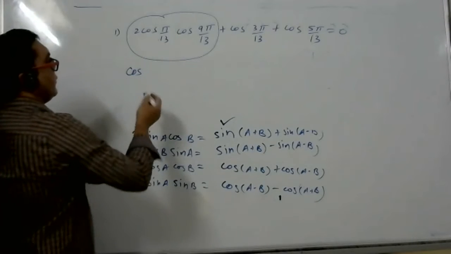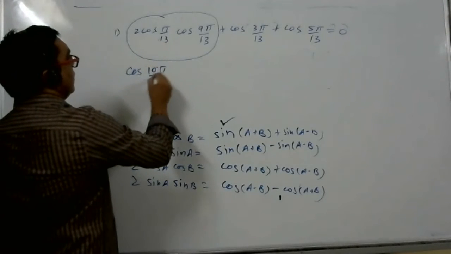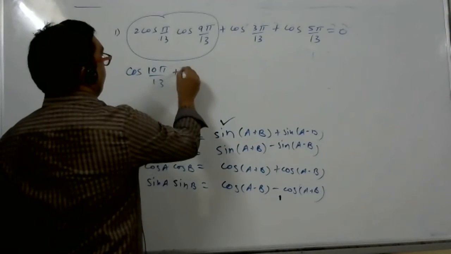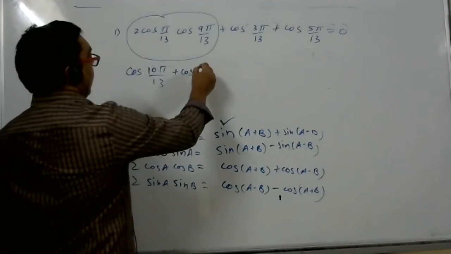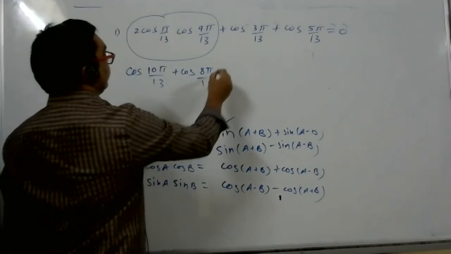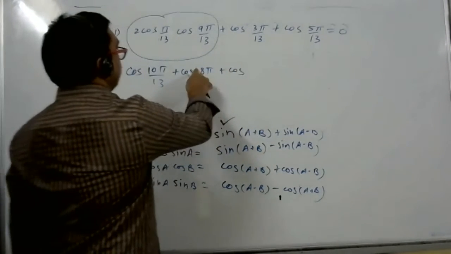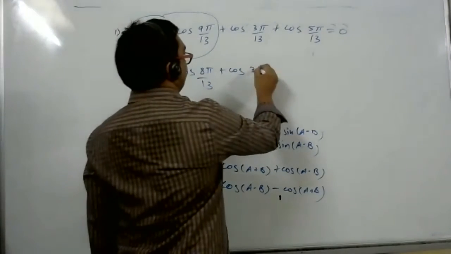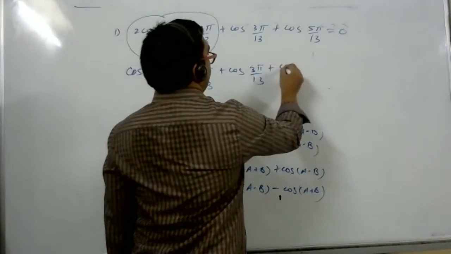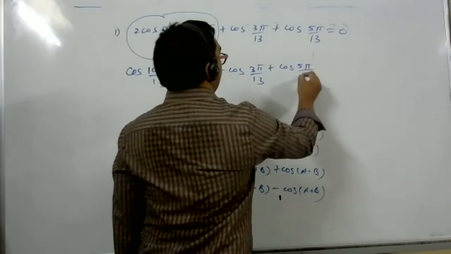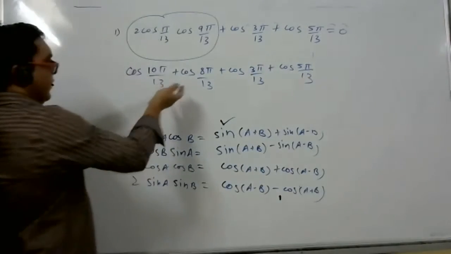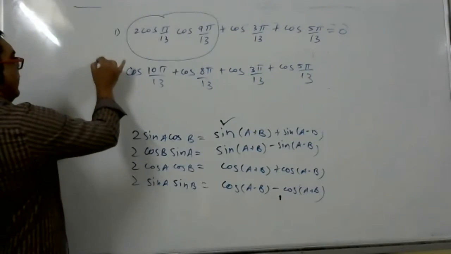Tell me, 10 pi by 13, cos pi by 13, plus cos(A minus B), how much? 8 pi by 13. Correct, na? Yes, sir. It will be minus, but cos minus theta is cos theta. Now what happens, student? Are the terms getting cancelled? No. See, this much we did, but are the terms getting cancelled?